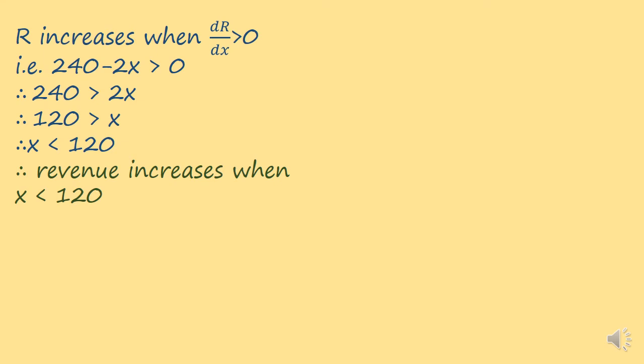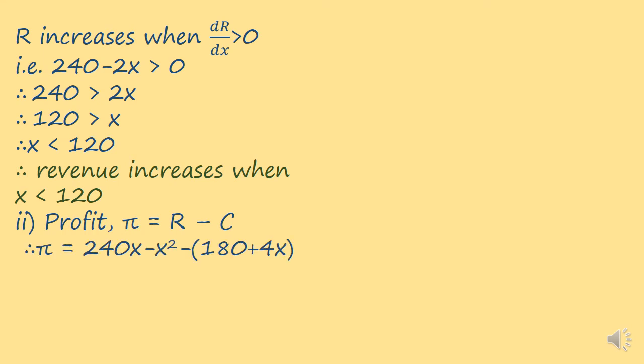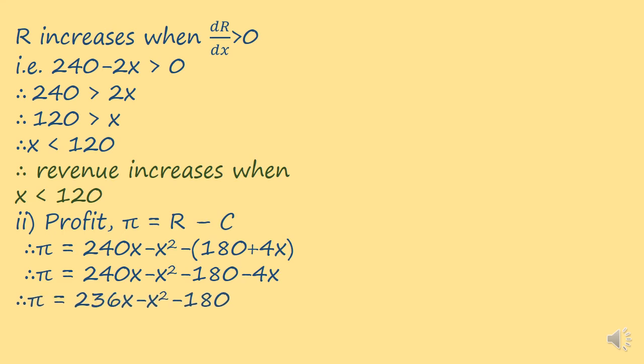Now let us go to the second part of the sum, that is profit. Profit is given as R minus C, total selling price minus total cost. Just to differentiate it from price, which we write as P, we denote the profit by the symbol pi. So pi is equal to R minus C. In this case, revenue is 240x minus x square and cost is 180 plus 4x. So we subtract the two values. Thus we get pi as 236x minus x square minus 180.